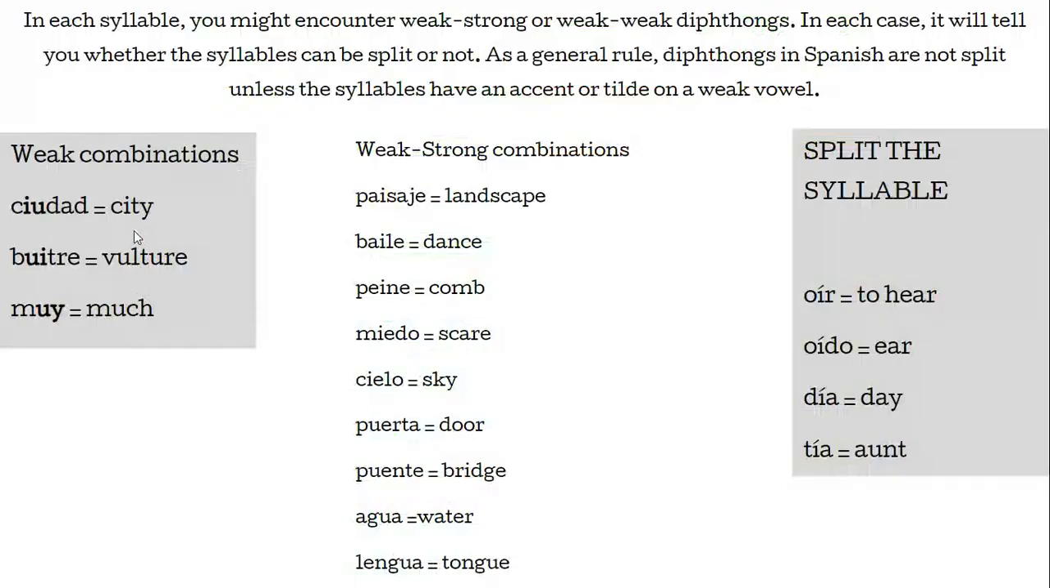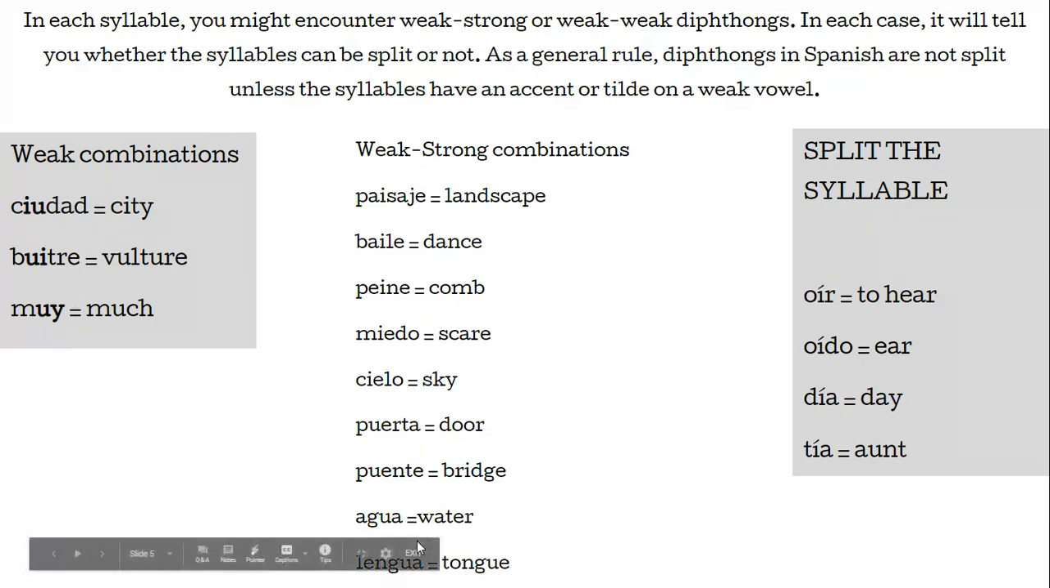So some other words, weak combinations. Ciudad, buitre, muy. Some weak strong. You can see them here, how they blend. And then these ones, these can't go together. Notice that's why the word oír has an actual accent on the I. It's not "oir," it's o-ír. So we actually want to split it like that. And because we're wanting to split it like that, that's why we're putting that accent there.